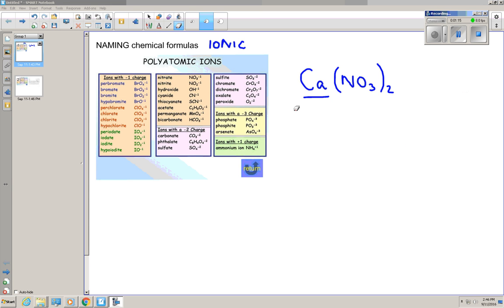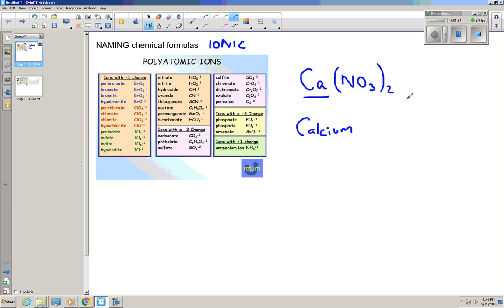Okay, so here we go. We have a chemical formula. We've written it. We know how to write it. And here's how we name it. Basically, it's really, really straightforward. We just say the name of the first element, which happens to be calcium. So this is going to be calcium.